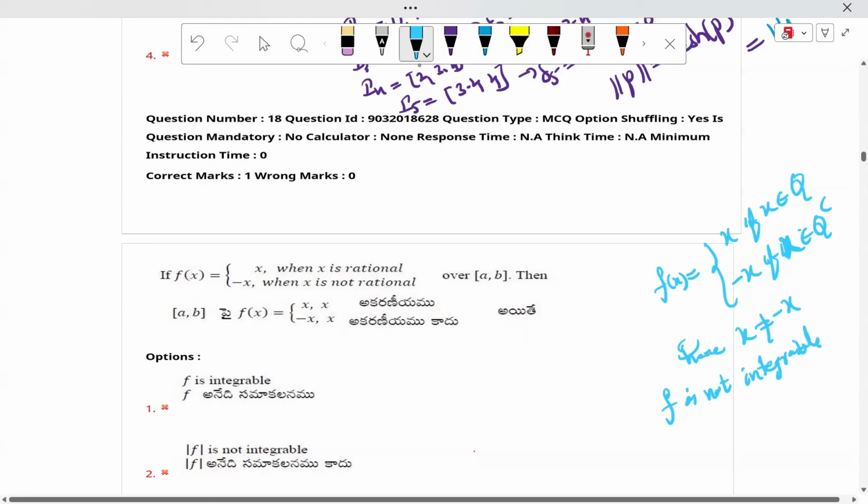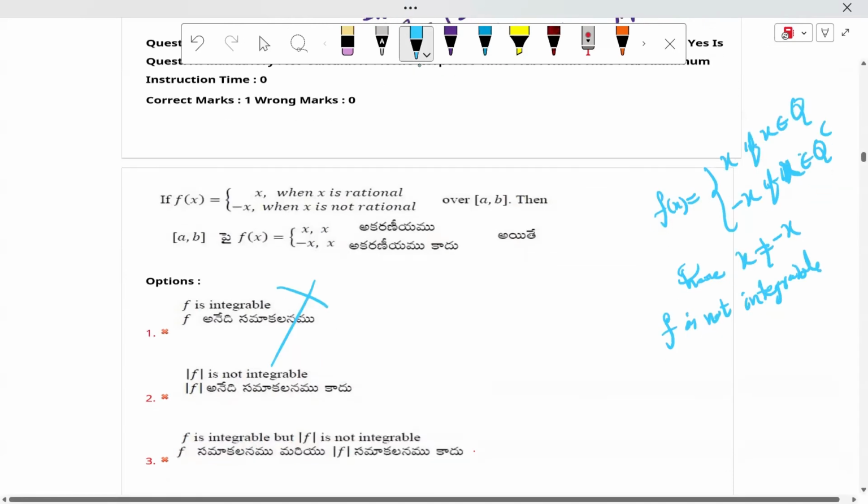x అనేది ఇంటిగ్రబుల్ కాదు. ఫస్ట్ ఆప్షన్ లో ఏమి ఇచ్చాడు? f of x is integrable అన్నాడు. సో రాంగ్ స్టేట్మెంట్. ఫర్ ఎగ్జాంపుల్ mod f of x చేయండి. ఇక్కడ mod f of x చేస్తే ఏమొస్తుందండి? సో రెండు సందర్భాల్లో ఏమవుతున్నాయి మనకి? ఇక్కడ mod x అవుతుంది, ఇది mod of minus x అవుతుంది. ఇది mod x is the x, mod minus x is the x.